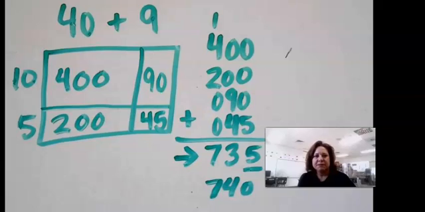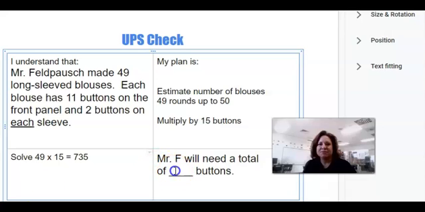Let's answer in a complete sentence. Mr. F will need a total of 735 buttons. Whoops. There we go. 735 buttons.